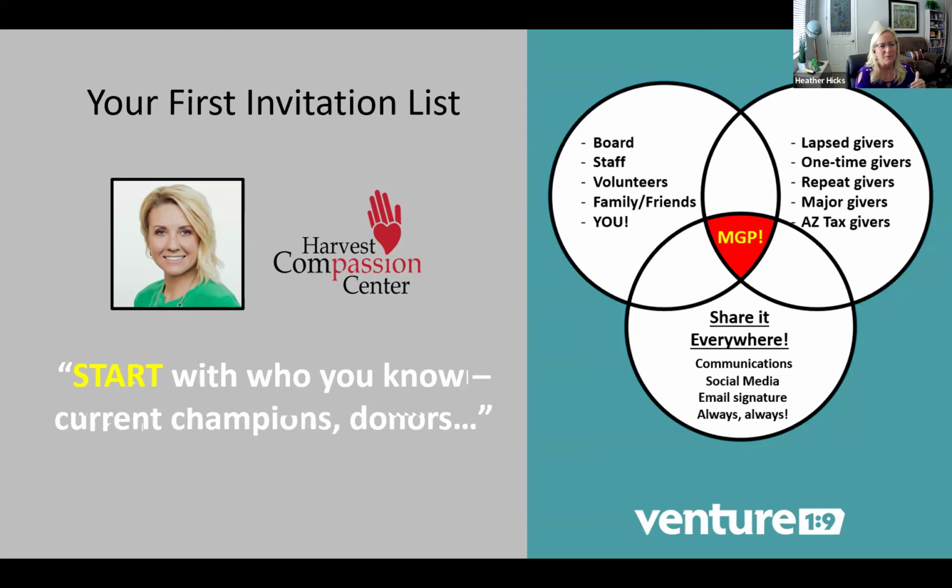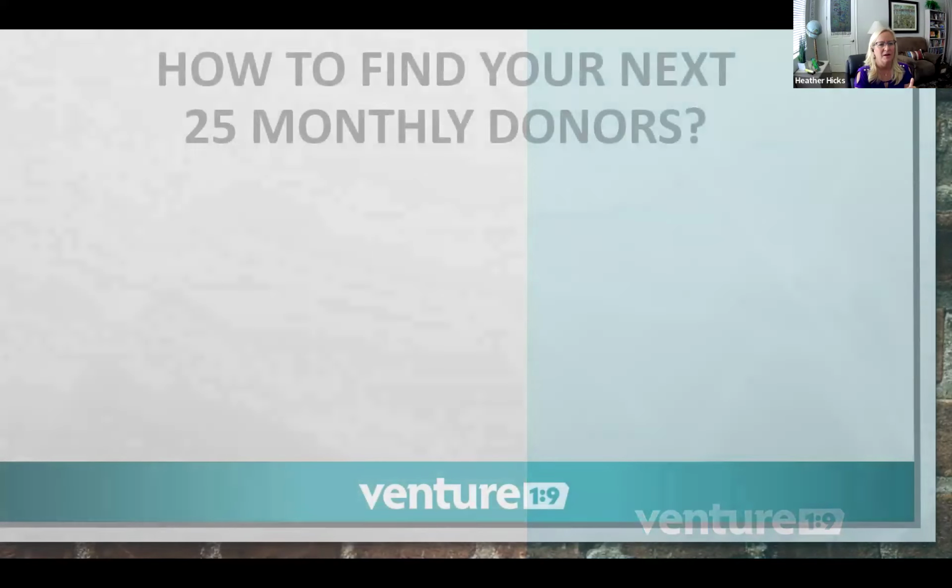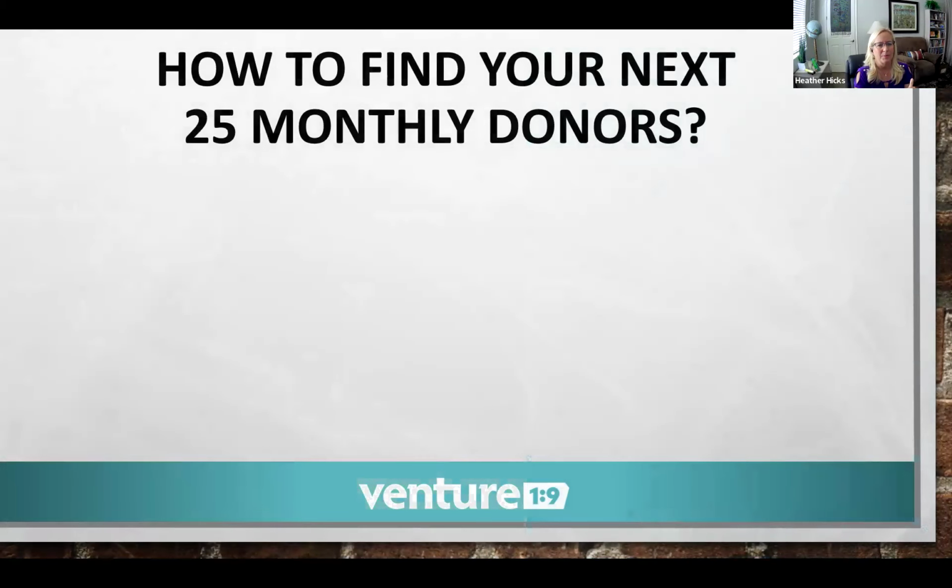So when you look at this, you just start your first invitation list. Look at the people you know, start with those people, and then you can grow, but always share it. Always keep it on your tongue. You don't want your monthly donor program to be the best kept secret out there. You want everyone to know.